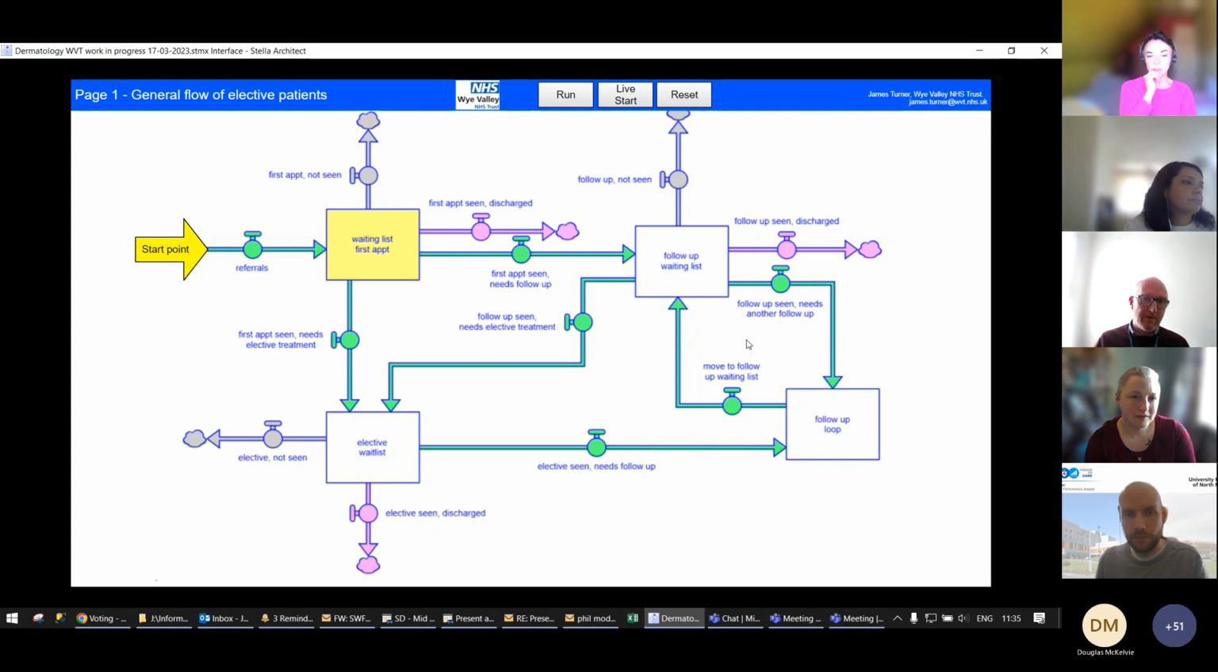To get off your first appointment waiting list, you either get seen or you DNA or something similar. And once you get seen from a first appointment, you then have a series of decisions, don't you? Typically within the NHS, you'll go onto a follow-up waiting list or get sent off for diagnostic tests, or you go straight onto an elective list for surgery or an admission for treatment.